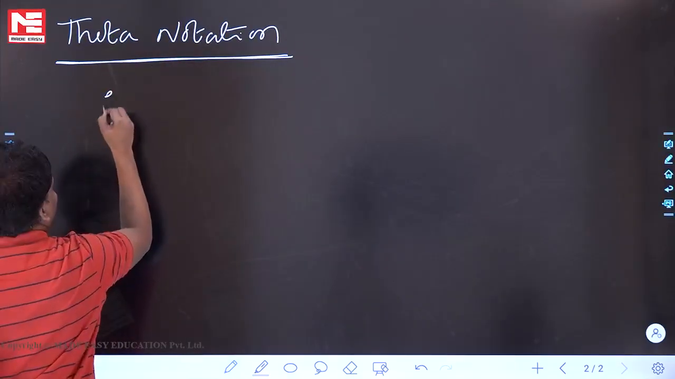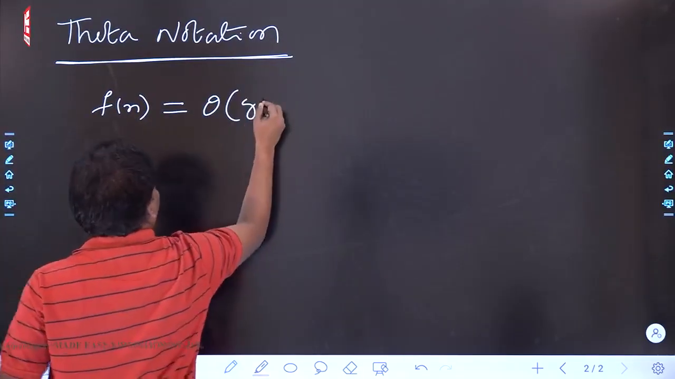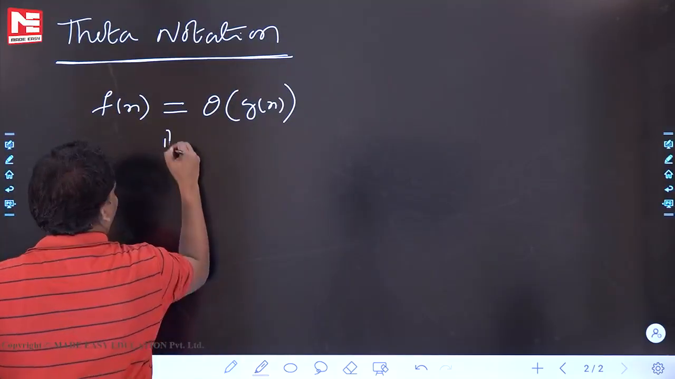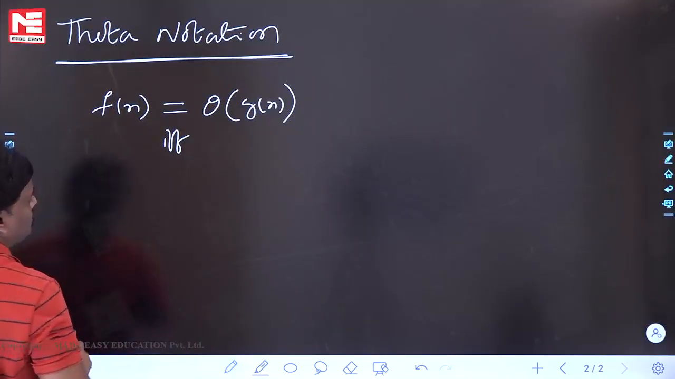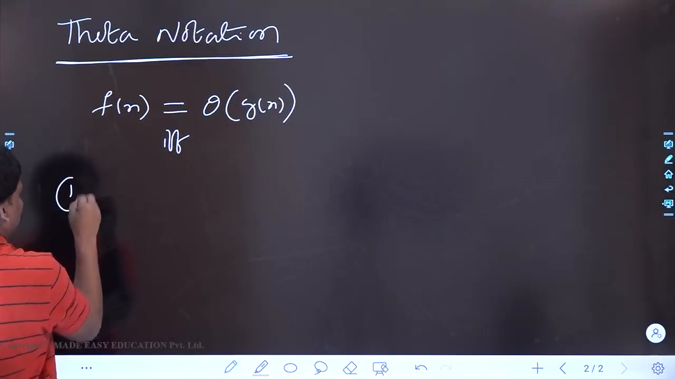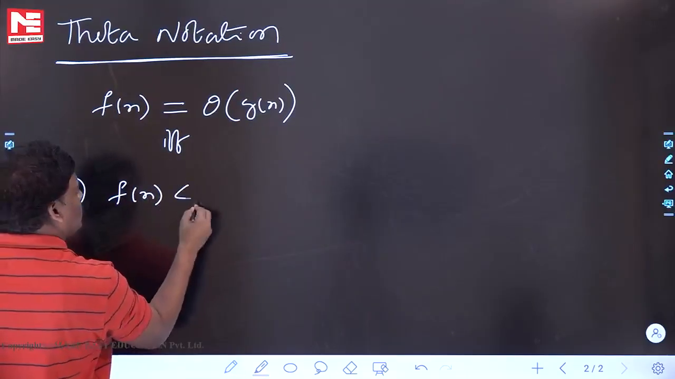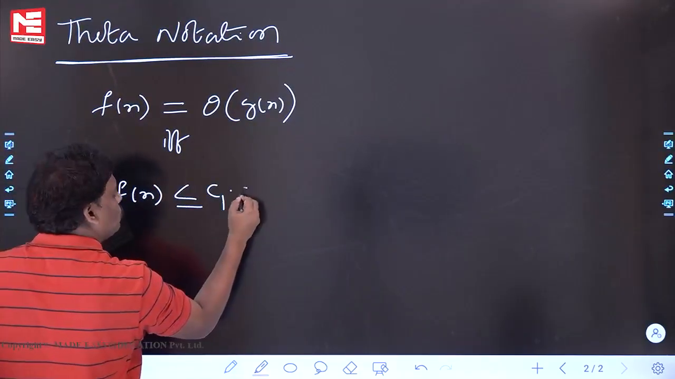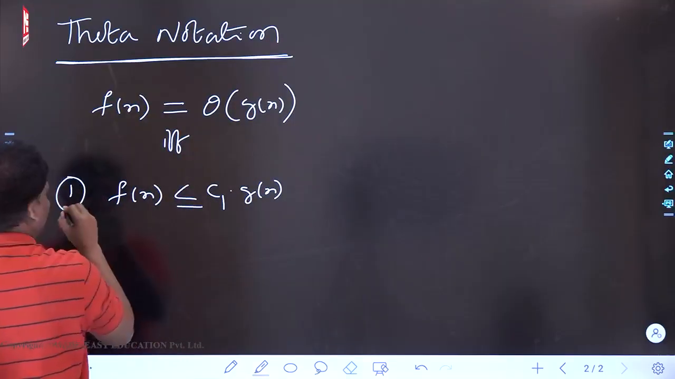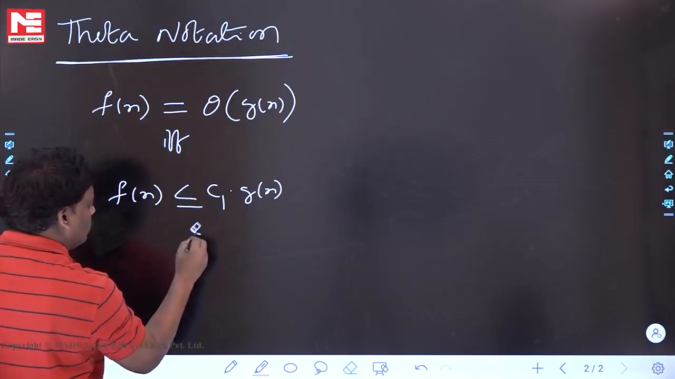Let's see theta. F of n is equal to theta of g of n if and only if. See the first one, the interesting one, 1. F of n is less than or equal to some constant c1 into g of n. End.